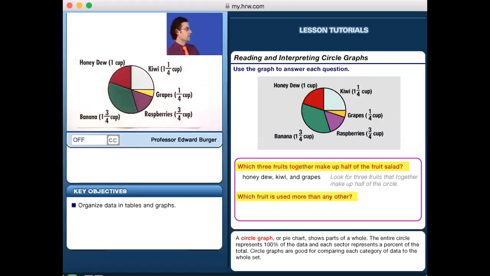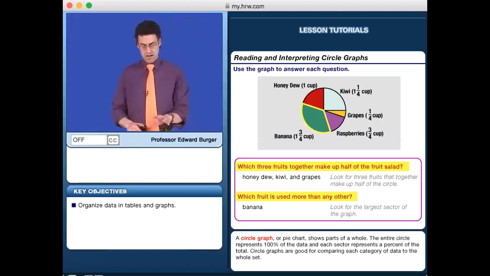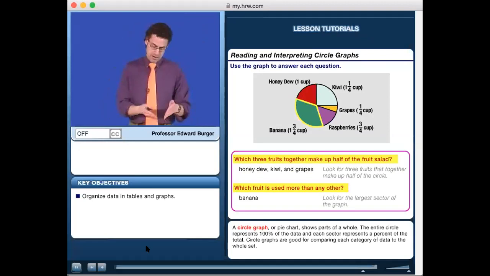Let's take a look at a follow-up question. Which fruit is used more than any other fruit? Here I'm asking for the largest piece of the pie, which can be easily seen to be the bananas. The answer is bananas because that's the biggest sector. Neat. Again, a pie chart is a great way of seeing data when you want to compare various categories to the whole.